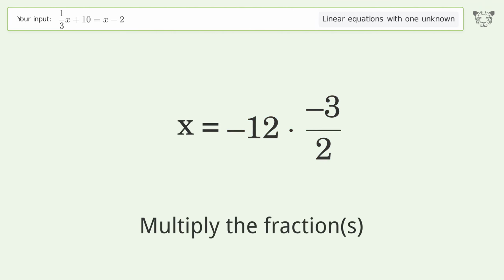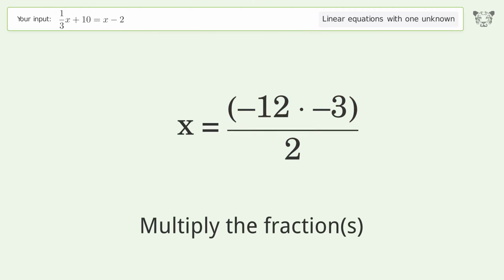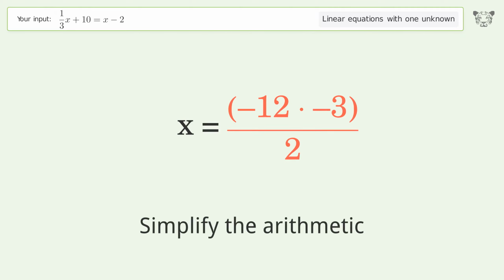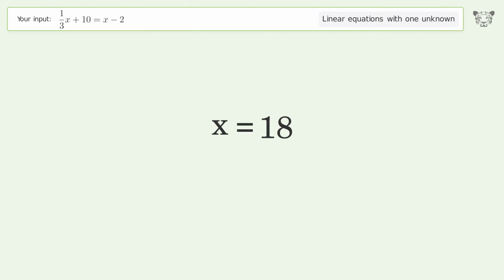Multiply the fractions. Simplify the arithmetic. And so the final result is x equals 18.